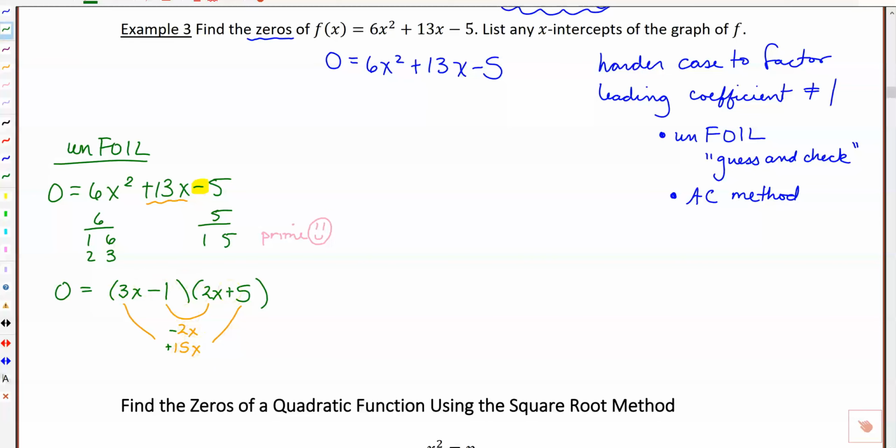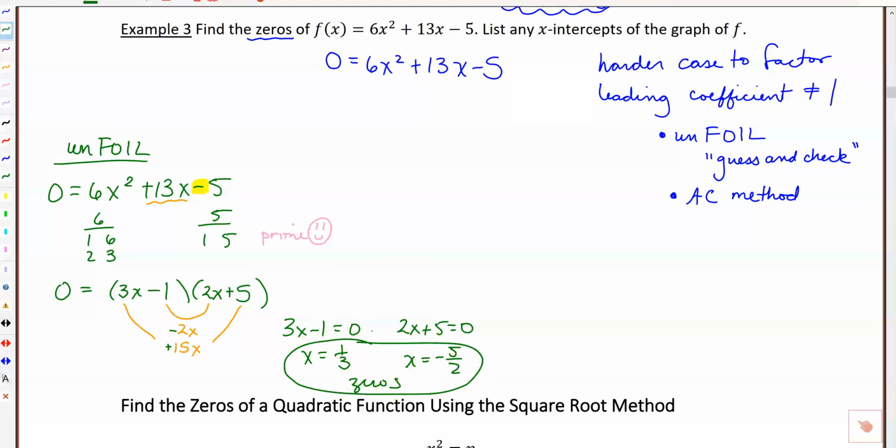So then we're just going to finish solving this. So if the 3x minus 1 is the factor that's equal to 0, that means x is equal to 1/3. If the 2x plus 5 is the factor that's equal to 0, that means x is equal to negative 5/2. Okay, so these are my zeros, which means that they're also my x-intercepts.